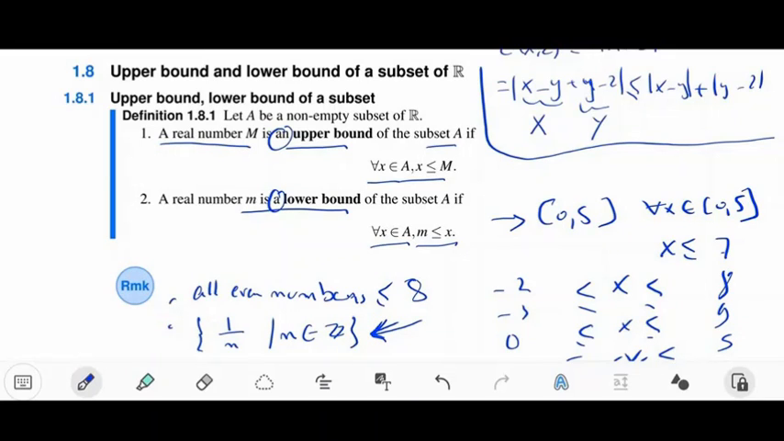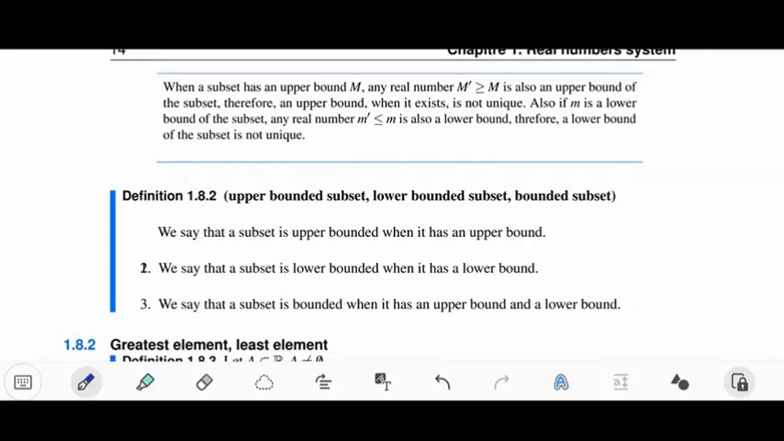So here we have many cases of lower and upper bounds that we want to investigate. But before, let me define an upper bounded set. An upper bounded subset is a subset having an upper bound. A lower bounded subset is a subset having a lower bound. And a bounded subset is a subset having an upper bound and a lower bound.